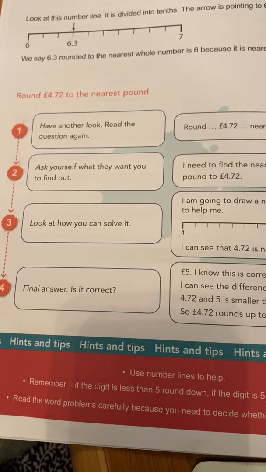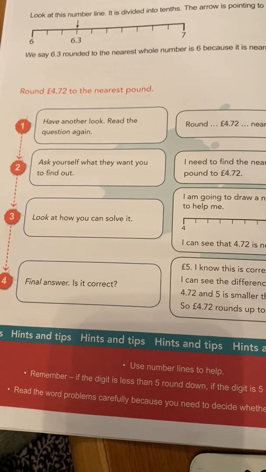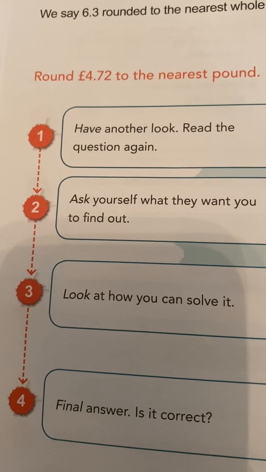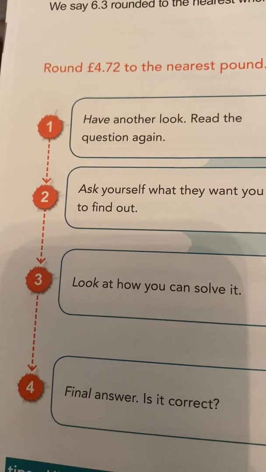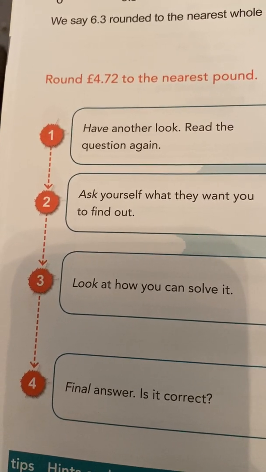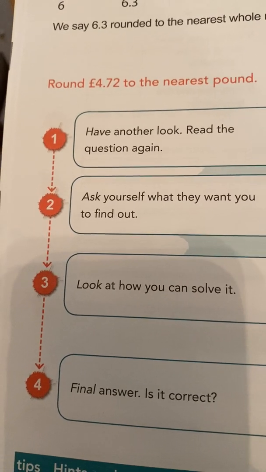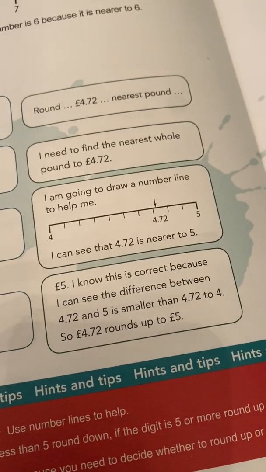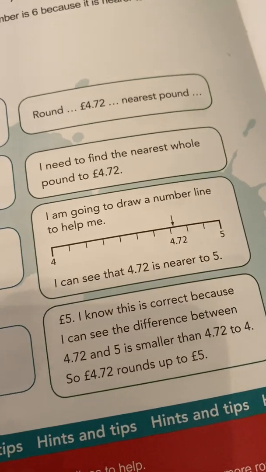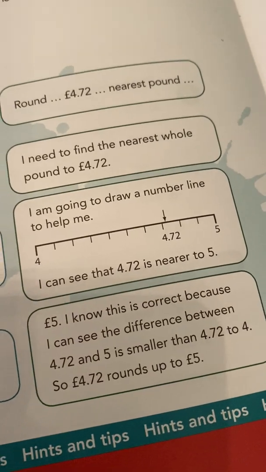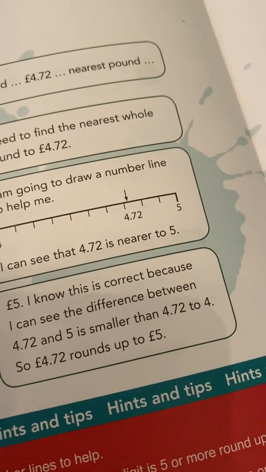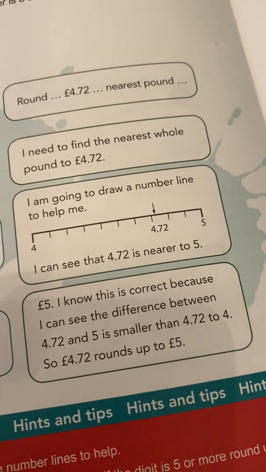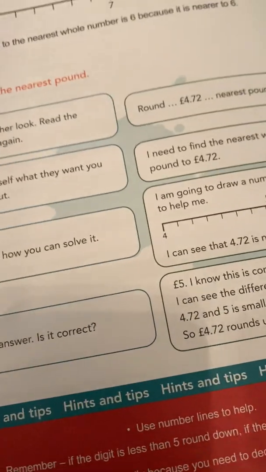It says round £4.72 to the nearest pound. Okay, now that's money, which is great because I think this makes it a little bit clearer for us to understand. But it also is a decimal number. It's saying £4.72, okay? And it wants us to round 4.72 to the nearest pound. Now, it suggests, I'm just writing this down on my board and I will not forget my pound sign, £4.72. It suggests drawing a number line to help you. If this is what you want to do, you can absolutely do it this way. There's no problem with that.